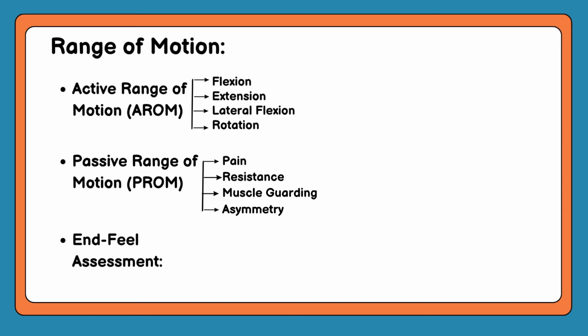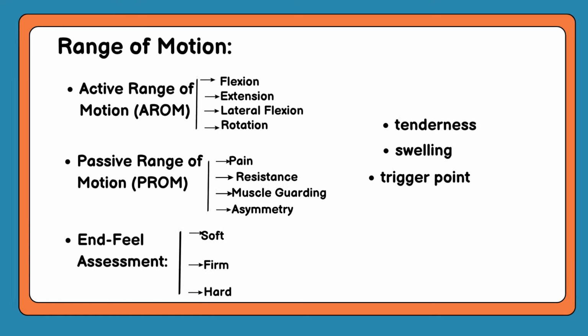Evaluation of end feel at the end range of each motion is crucial. It is described as soft, firm, or hard and provides significant insight into the integrity of the joint and surrounding tissue. Other than this, palpating the cervical spine and surrounding muscles for tenderness, swelling, or trigger points is also important.